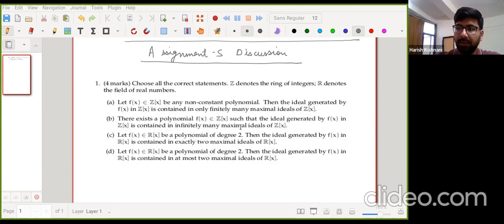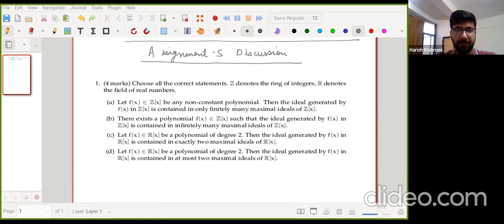So I'm just going to give an ideal that would be contained in infinitely many ideals, and so the second option is going to be correct and the first one is not. So if you have any example, then you can say, otherwise I will just state the example I have come up with.